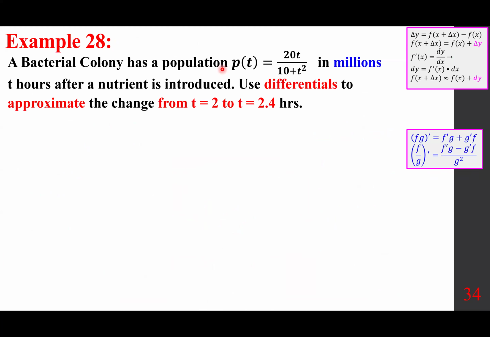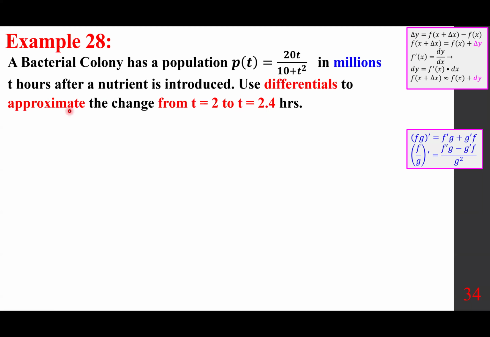A bacterial colony has a population of P(t) = 22/(10 + t²) in millions, t hours after nutrient is introduced. Use differentials to approximate the change from 2 to 2.4. Well, t is 2. dt, or delta t, is the difference between the two, which makes it 0.4.